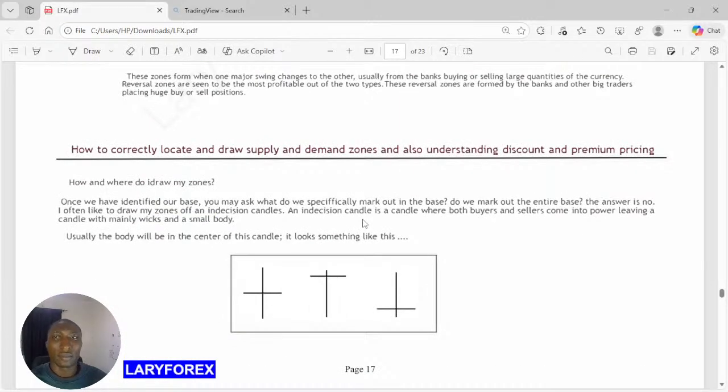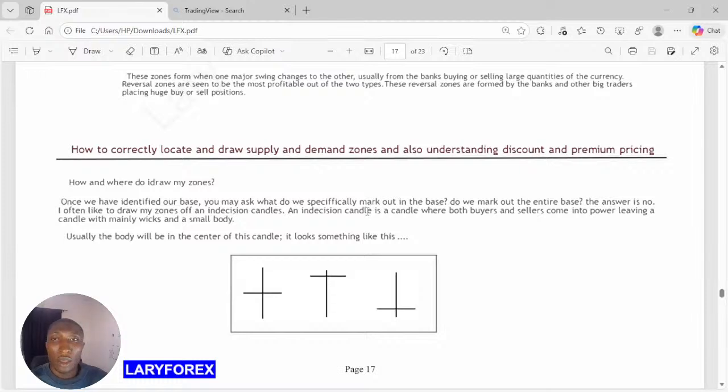Now, how can we collectively locate and draw supply and demand zones and also understand discount and premium levels? That's the question. We can indicate supply and demand zones. Supply and demand zones are most often mapped out where price has a consolidation, on consolidation areas.